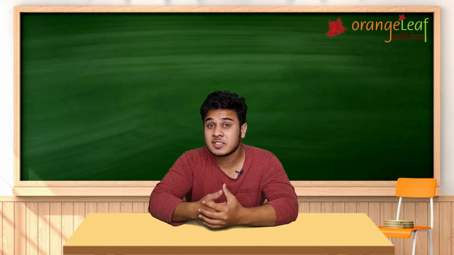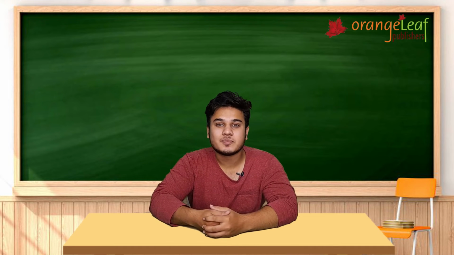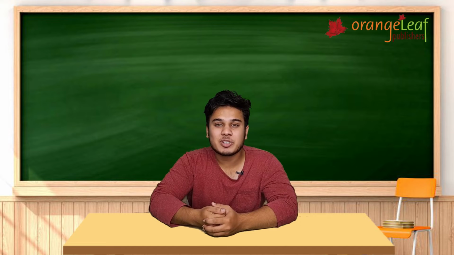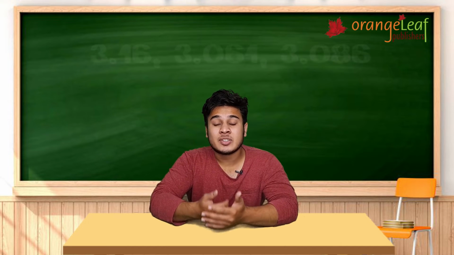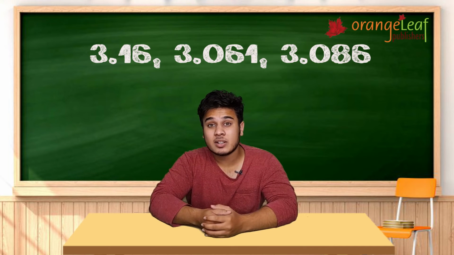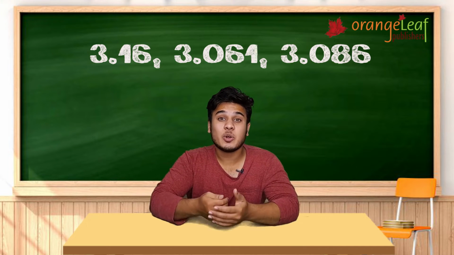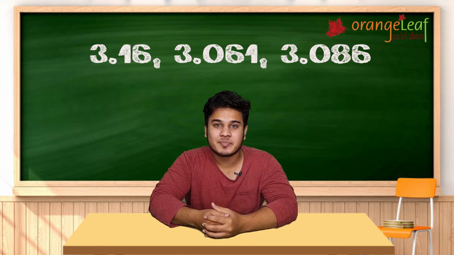If the tenths place is also the same, we move to the hundredths place and so on. Here is an example to understand that. If we have the numbers 3.16, 3.061 and 3.086, let's put these numbers in the ascending order.